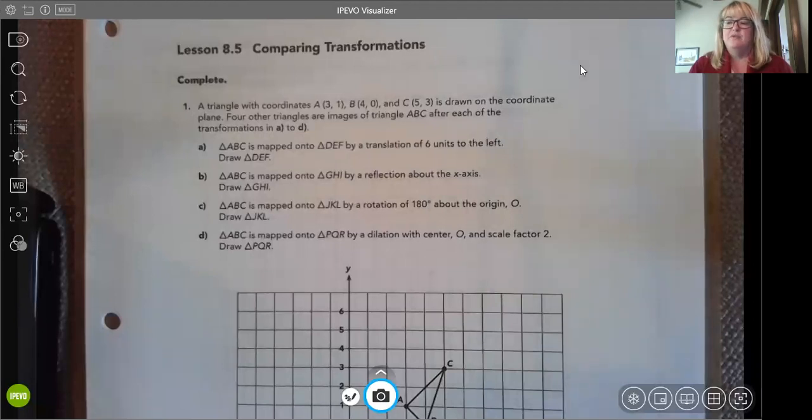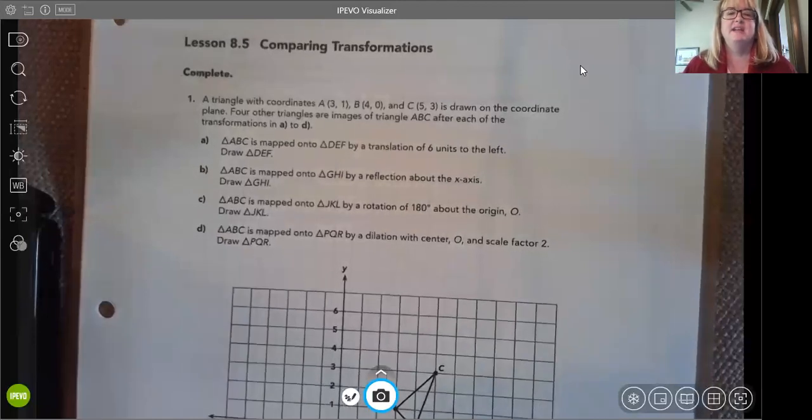We've been looking at the 4 transformations for the past couple weeks: translations, reflections, rotations, and dilations. And now this lesson is about seeing if you can identify the transformations that are occurring, because sometimes you can move things with more than one transformation. And so we're going to explore that today. We are on page 50 in our workbooks. And let's go ahead and get started.